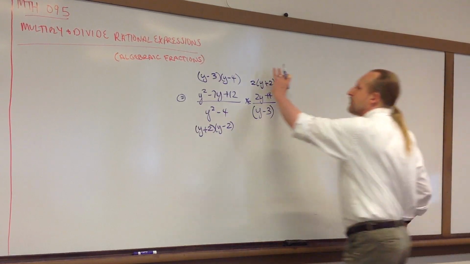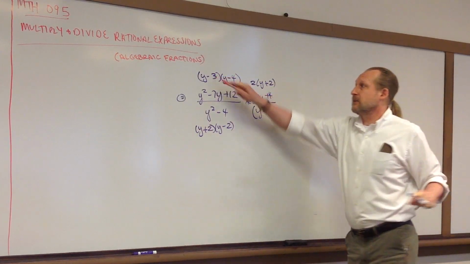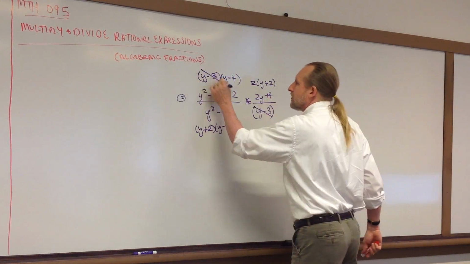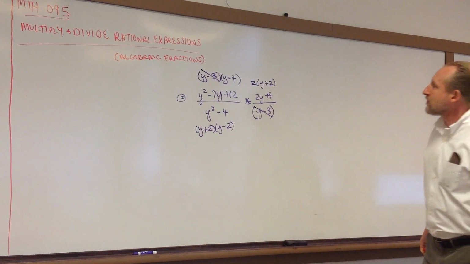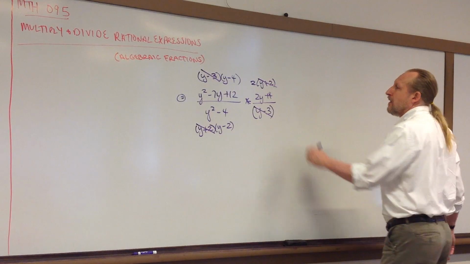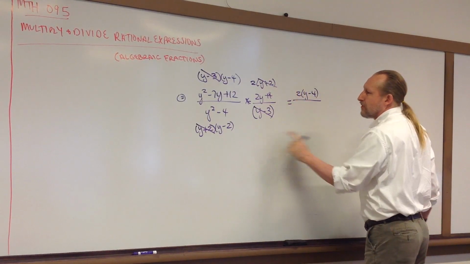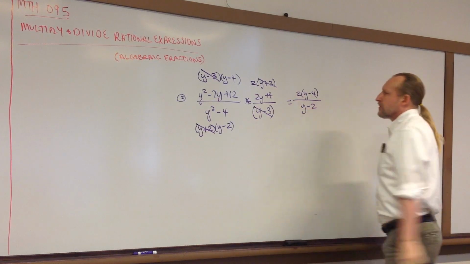Now we want to look for something on the top that can cancel with something on the bottom, like this y minus 3 that I was saying before. So these two will cancel each other out. The y plus 2's will cancel each other out. And so on top we're left with 2 times y minus 4, and on the bottom, y minus 2.